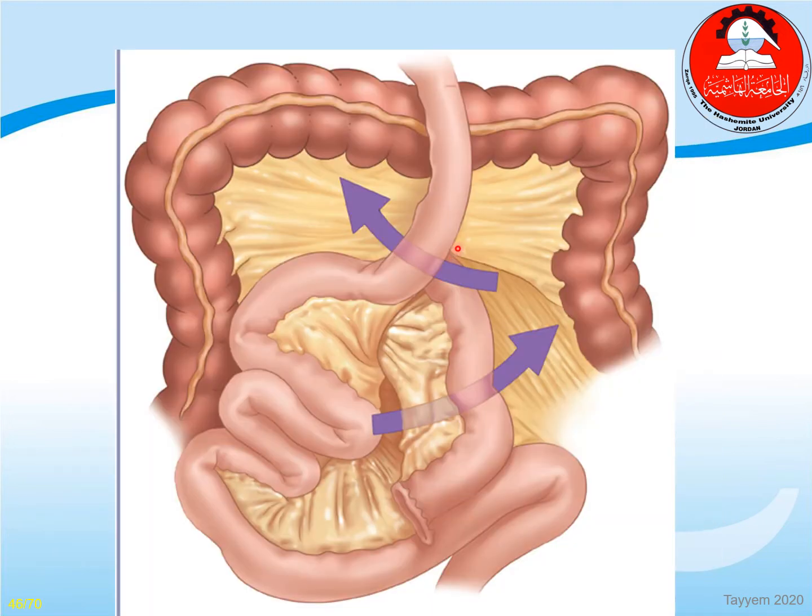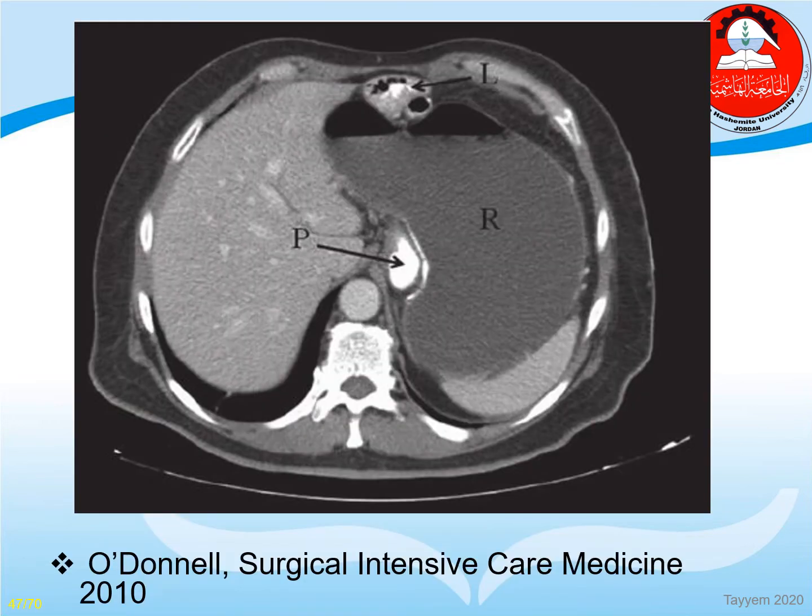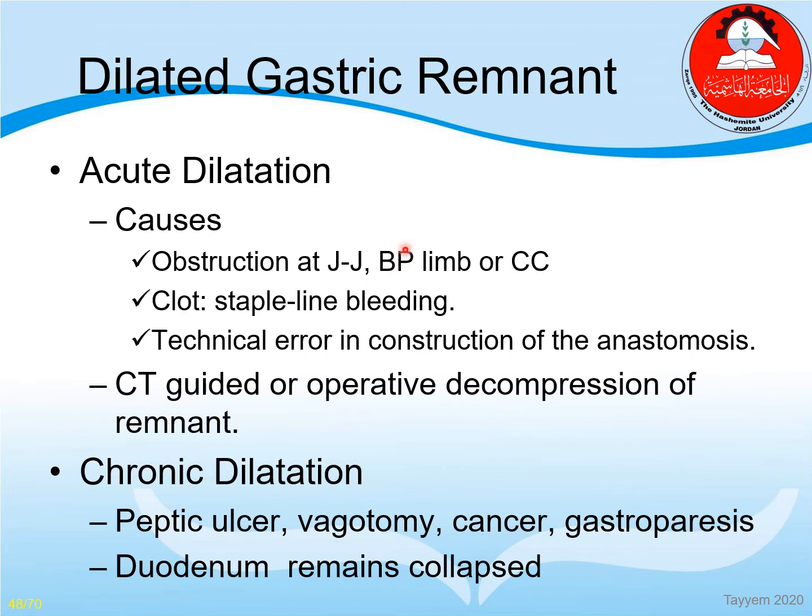Here, just to show you the Peterson space through which internal herniation can happen, or internal herniation through a defect in the mesentery. This is a CT scan of a patient with dilatation of the gastric remnant, and you can see here the contrast seen in the gastric remnant indicating its dilatation. We have either acute or chronic dilatation of the gastric remnant.